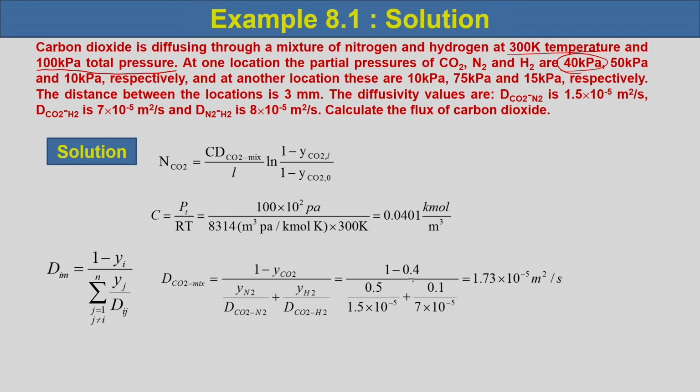So, its mole fraction is 0.4, and for nitrogen it is 0.5 mole fraction, and for hydrogen it is 0.1 mole fraction. Then the diffusivity of CO2-nitrogen is 1.5 × 10^-5 meter square per second, and diffusivity of CO2-hydrogen is 7 × 10^-5 meter square per second. So, if we substitute these values, we will get D_CO2,mixture equal to 1.73 × 10^-5 meter square per second.